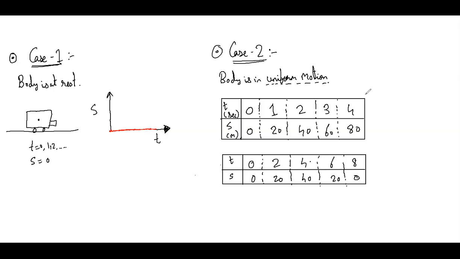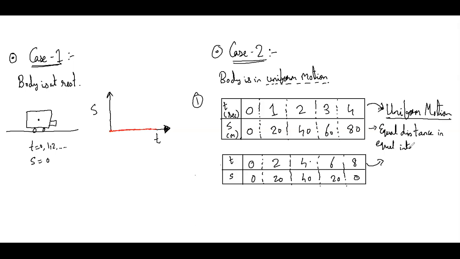So now this kind of motion, that first table, is called uniform motion. What do you mean by uniform motion? This means that you're covering equal distance in equal intervals of time. This is called uniform motion.